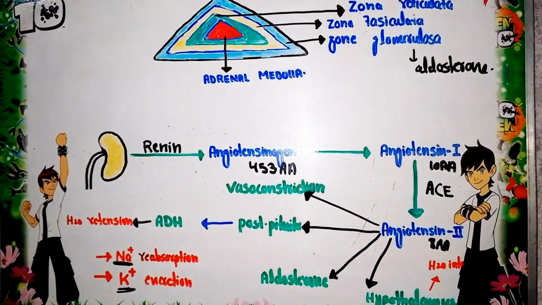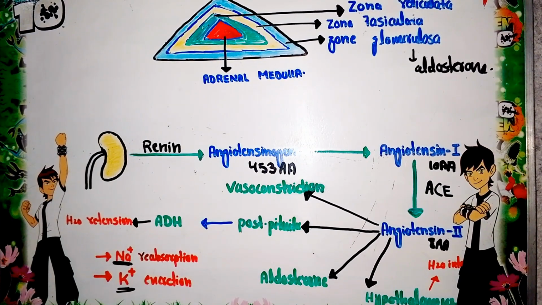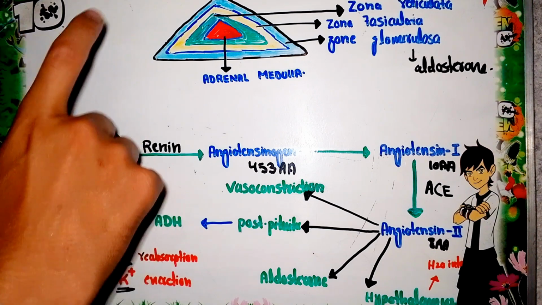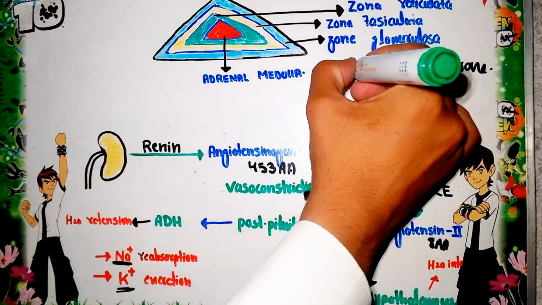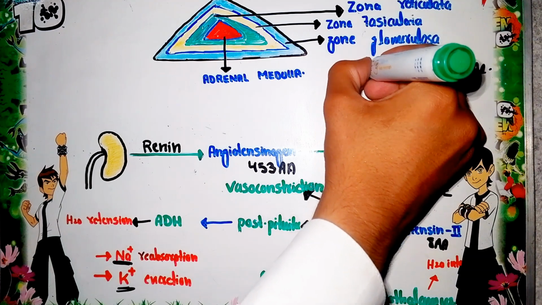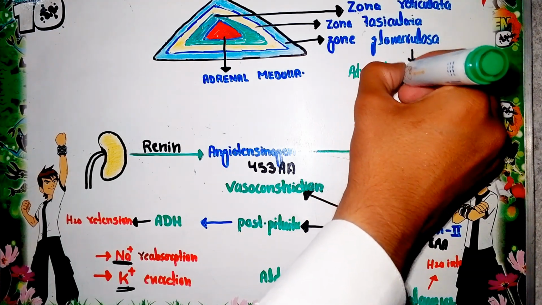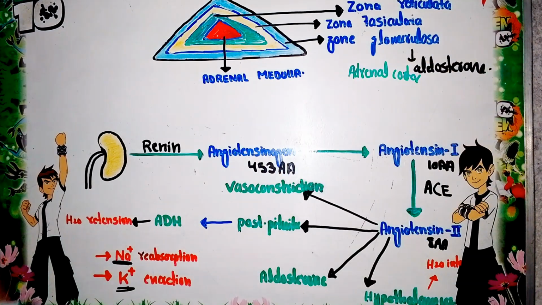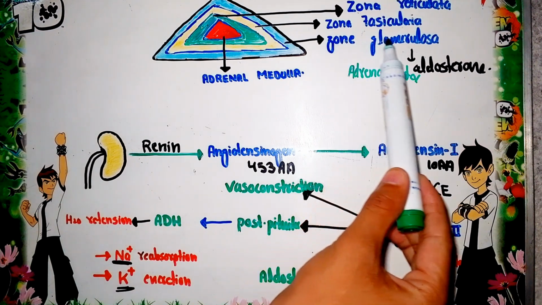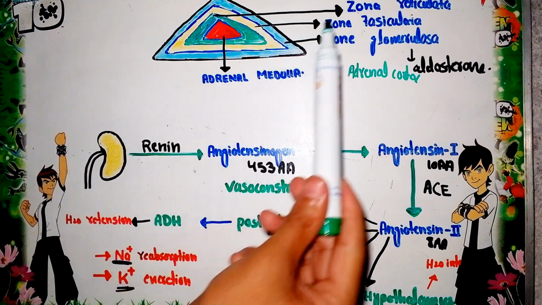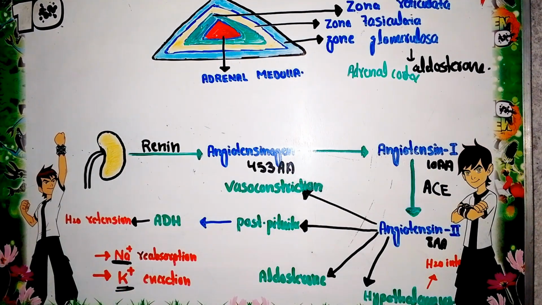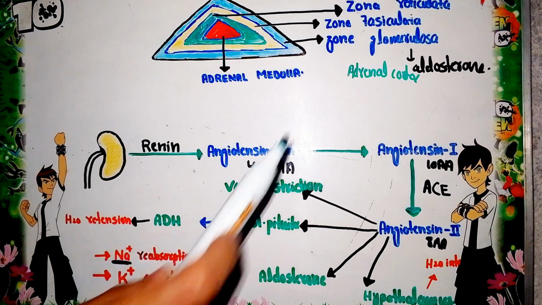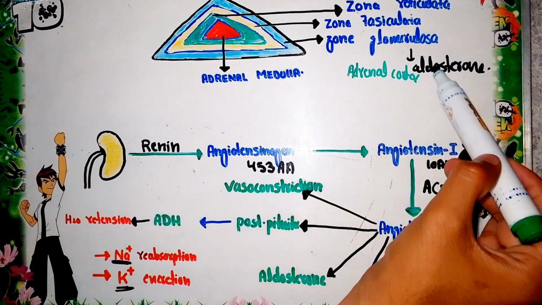Now this is the structure of the adrenal glands. The adrenal gland is composed of two parts. The outer region of the adrenal gland is called the adrenal cortex, while the inner part is called the adrenal medulla. The adrenal cortex is composed of 3 layers. The outermost layer of the adrenal cortex is the zona glomerulosa, and the middle layer is called the zona fasciculata.